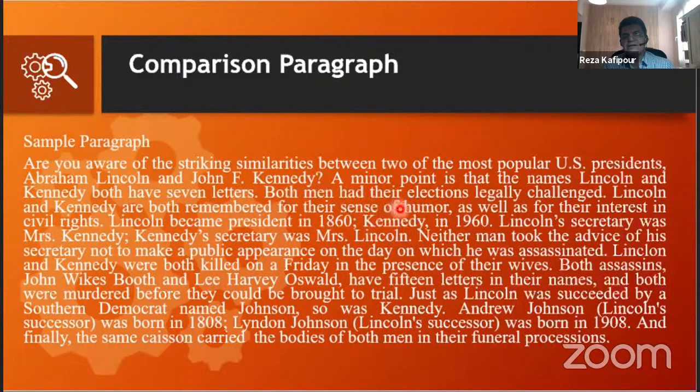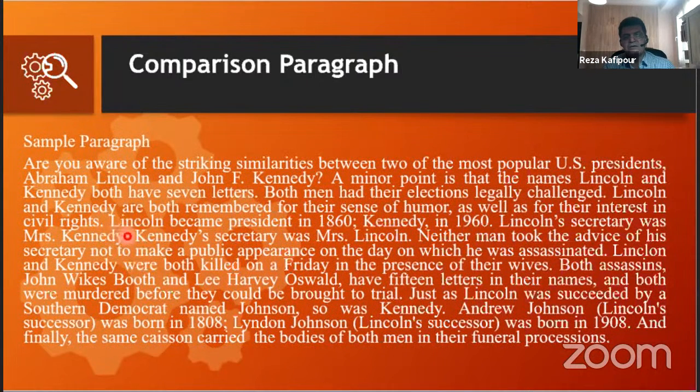Both men had the election legally challenged. The other one using both again to show similarities. So the election legally challenged is something similar between both presidents. So Lincoln and Kennedy are both remembered for their sense of humor as well as for their interest in civil rights. Again, using both to show similarities between these persons.